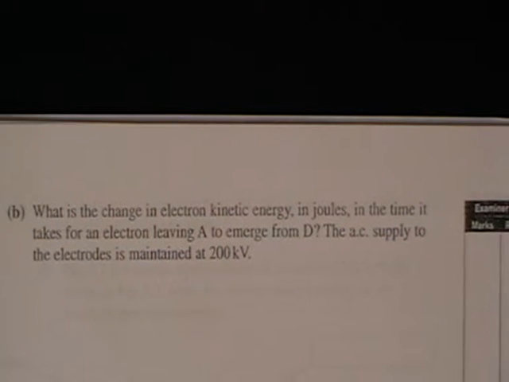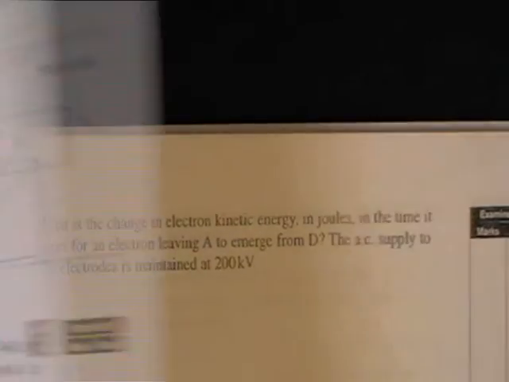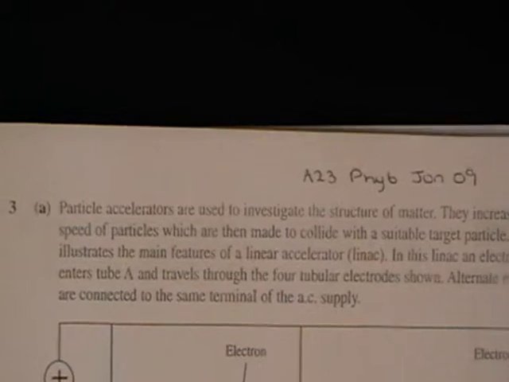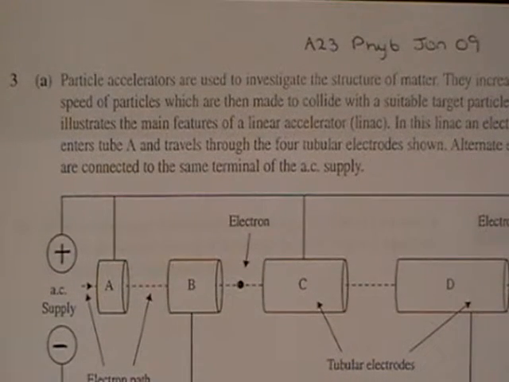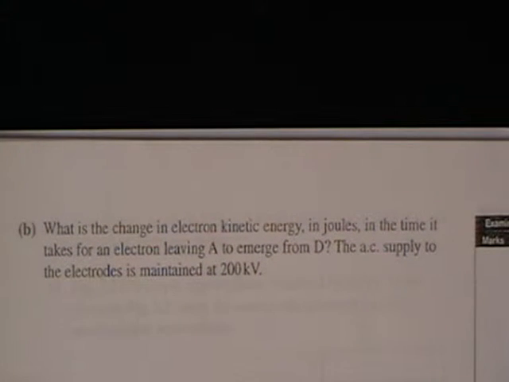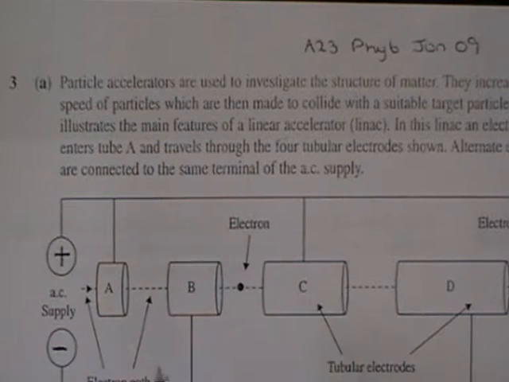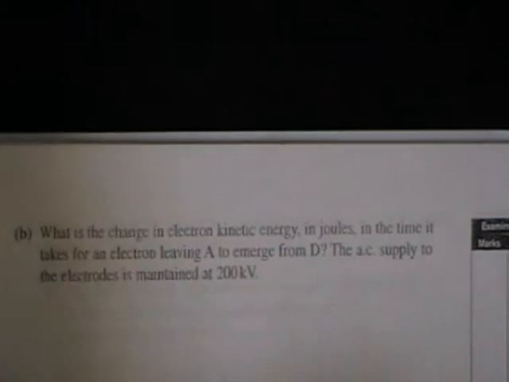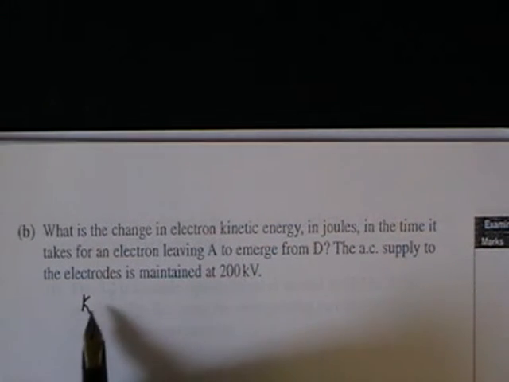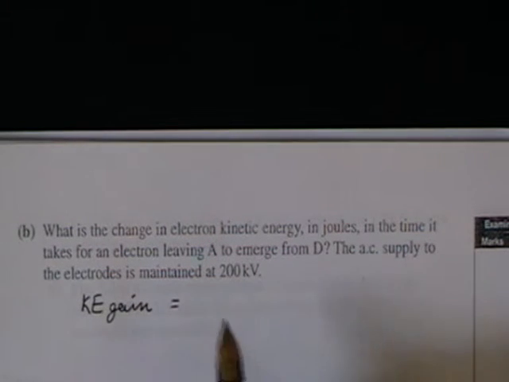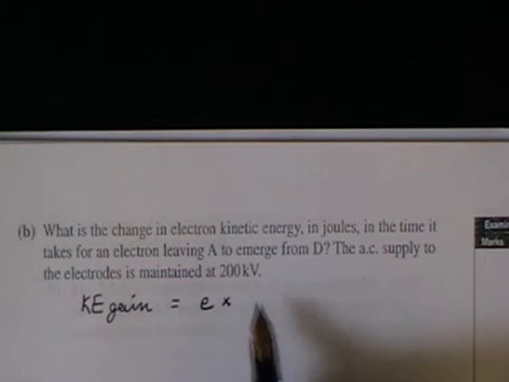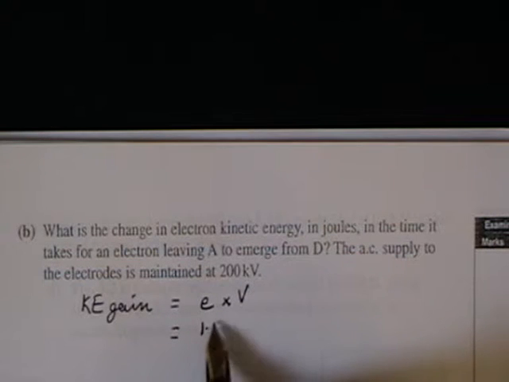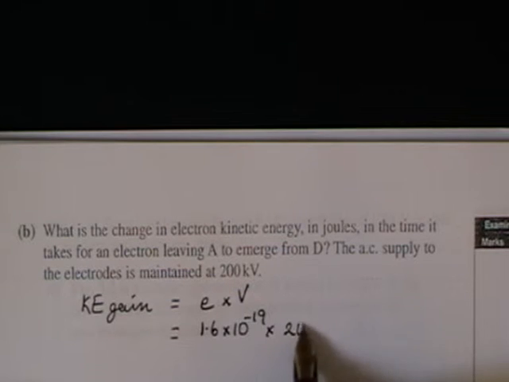What then is the change in kinetic energy and the time it takes for an electron leaving A to emerge from D? Right, so again we need to look at our diagram here so that we have going from A to D, and it's being accelerated. We're told that it's accelerated by a voltage of 200 kilovolts. So it's going from 200 kilovolts at each of those. Okay, so we have 1, 2, 3 accelerations. So for each acceleration then we're going to work out using the kinetic energy gained is equal to the charge, which is this time an electron, times the voltage. So that's equal to 1.6 times 10 to the minus 19 times 200,000 volts.